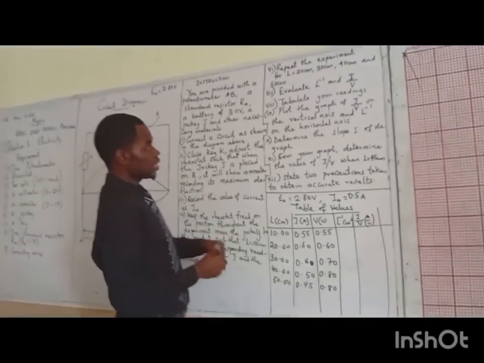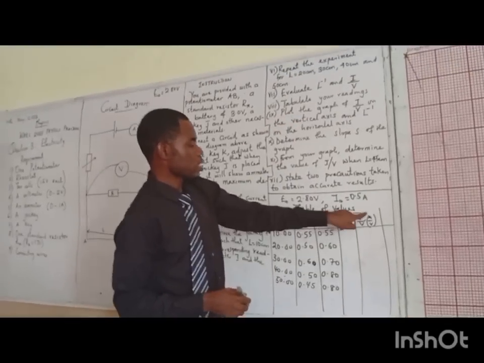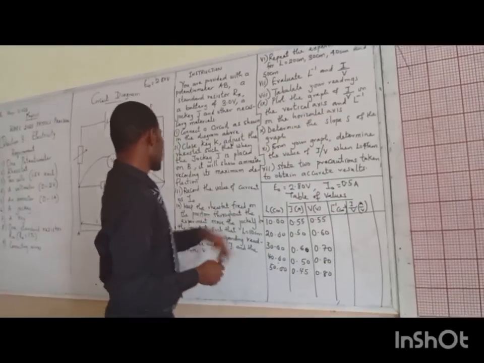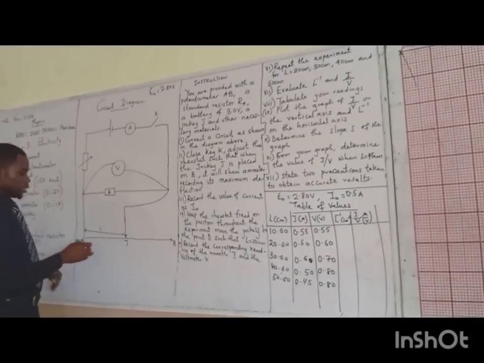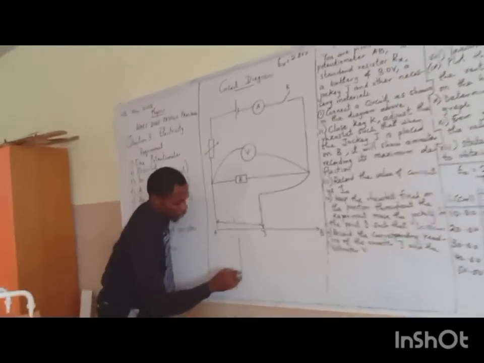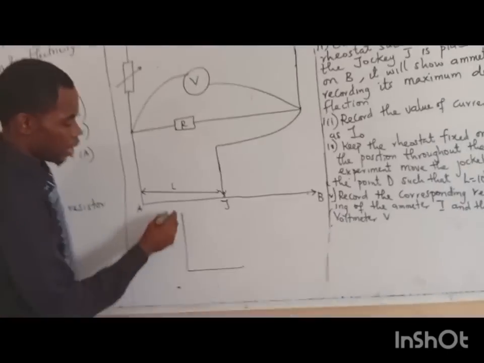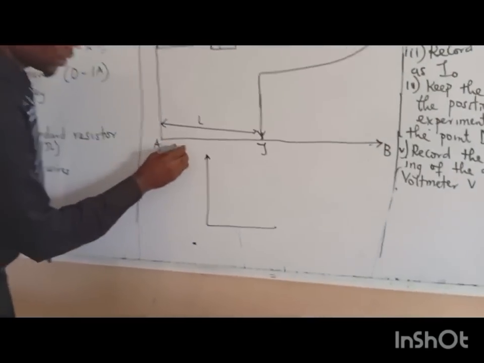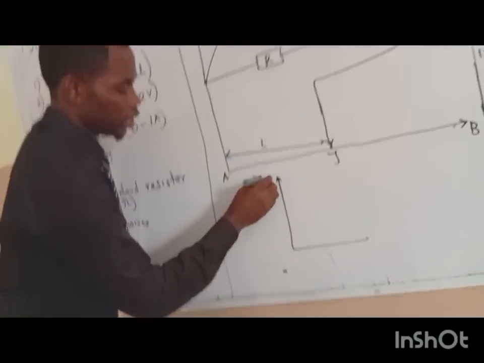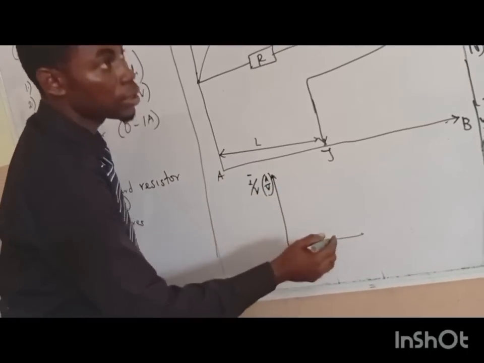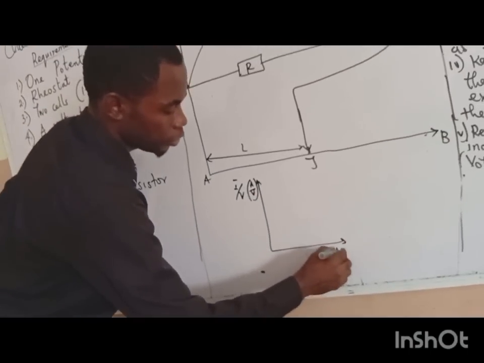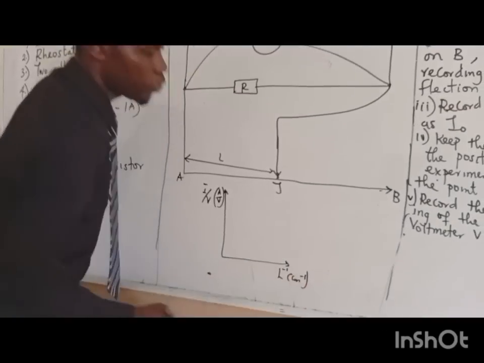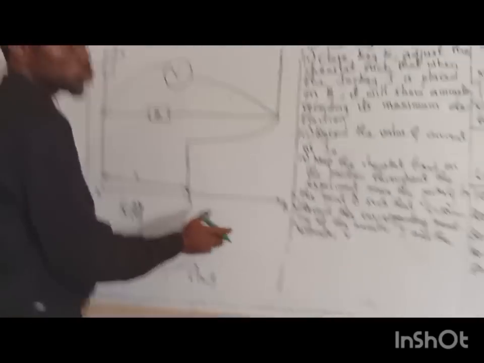They ask us to plot the graph of I over V on the vertical axis and L naught on the horizontal. Our graph will look something like this. I over V, that is A over V, and L raised to power minus 1, that is cm to the power minus 1. And I hope we don't forget the first thing, tie 2, everything, pencil on graph.